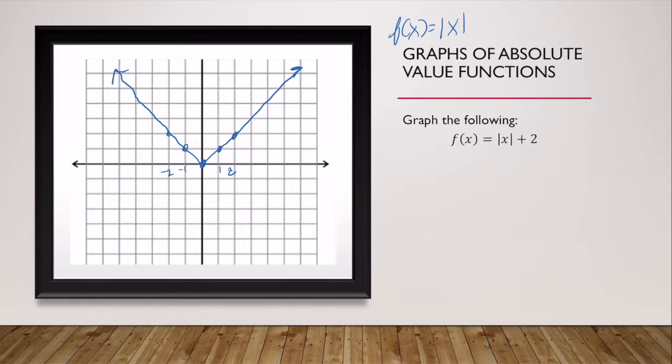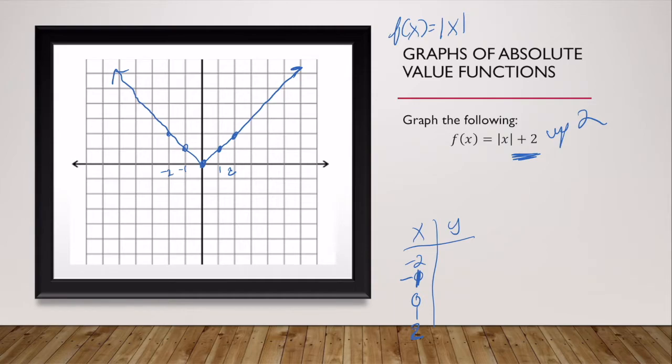So if I was to add 2 to my absolute value function, how do we think that would shift our graph? Well, we know from when we learned about quadratic functions, this should shift my graph up 2. So let's double check that. If I have x is negative 2, negative 1, 0, 1, and 2, remembering there is symmetry.